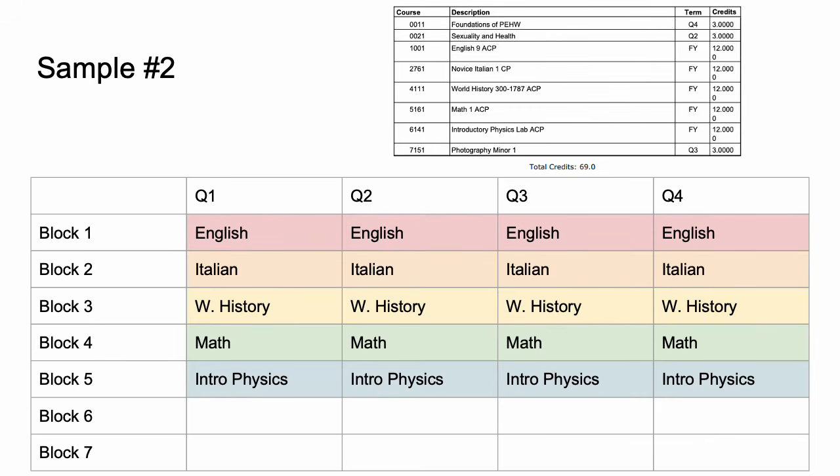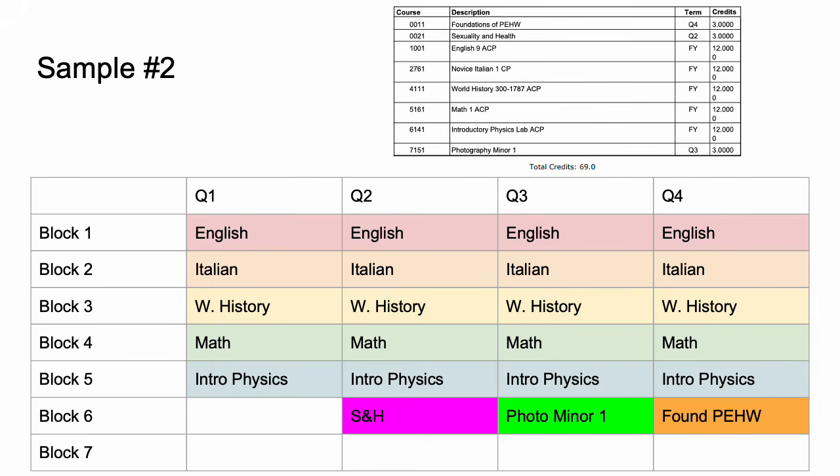Sample number 2, again, we have a number of full year courses, 5 different full year courses. This student has a bunch of quarter courses, Sexuality and Health, Photo Minor 1, and Foundations in PE. This is a freshman student who only has 69 credits on their schedule.